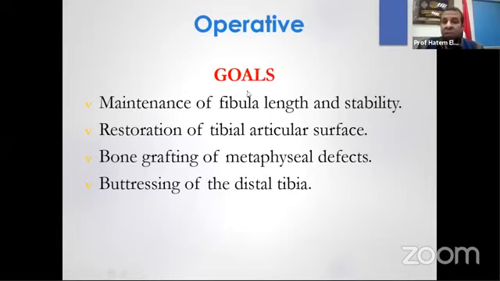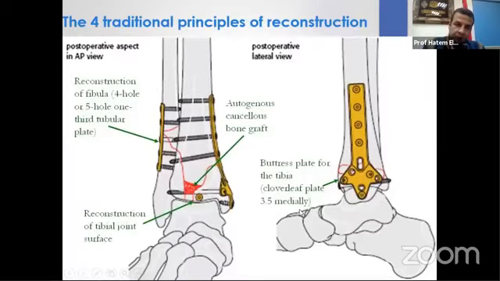The goals of surgical treatment are to maintain the fibular length and stability, restoration of the tibial articular surface, metaphyseal defect grafting, and buttressing of the distal tibia. Plating of the fibula to maintain the length, reconstruction of the articular surface, grafting of the metaphysis to avoid metaphyseal collapse and malunion, and buttress plating of the distal tibia.